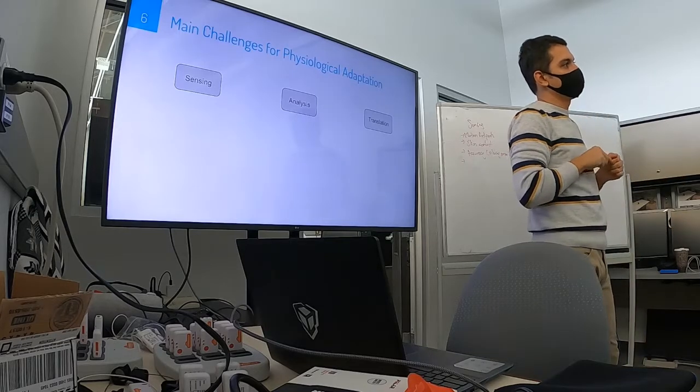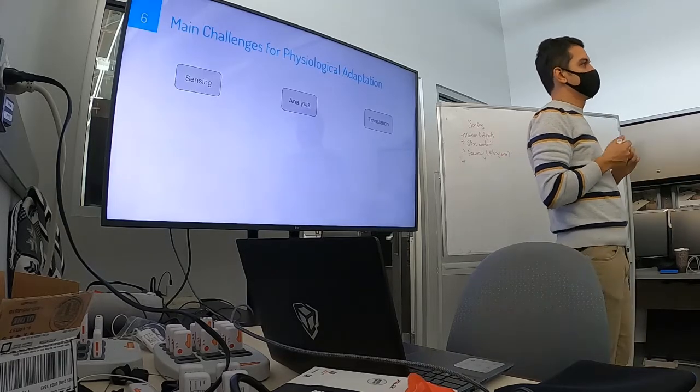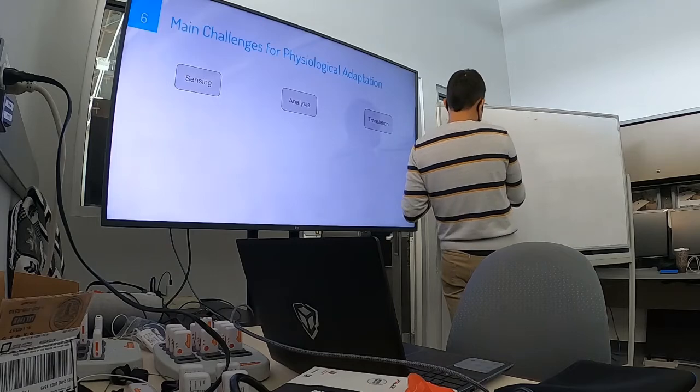What else? You're trying to do something with your hands, you don't want to measure, and you're using your hands. So the sensors can be obtrusive, you say?